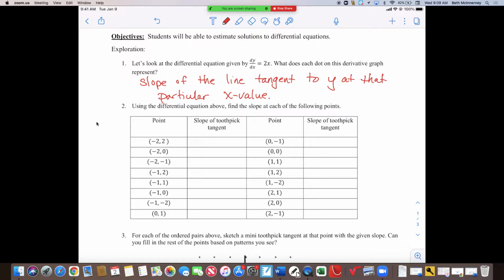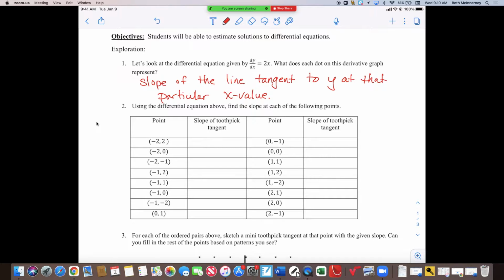So what's interesting is we are going to develop something called a slope field. Using the differential equation above, I like to call these toothpick tangents because we're going to do these in a bunch of spots, and we're going to draw not long tangent lines, but teeny tiny little ones. We call them toothpick tangents. So I'm going to get you started, then pause and let you try to finish these.